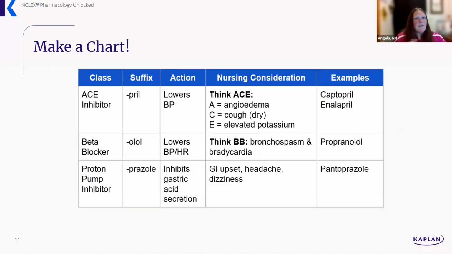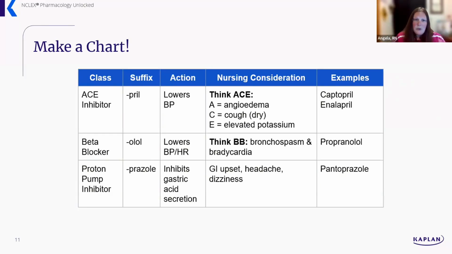So I'm putting it in a format that makes sense for me to try to learn it. The last one that's on here, proton pump inhibitors. For names, I might see something like Prazols. Their action is to inhibit gastric acid secretion. For my nursing considerations, I see adverse effects like GI upset, headaches, and dizziness. And a naming example might be something like pantoprazole.